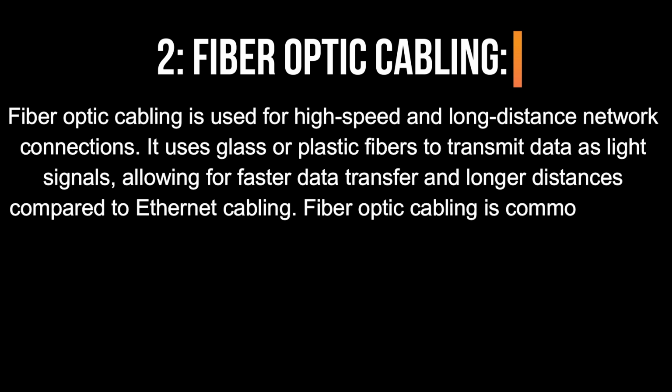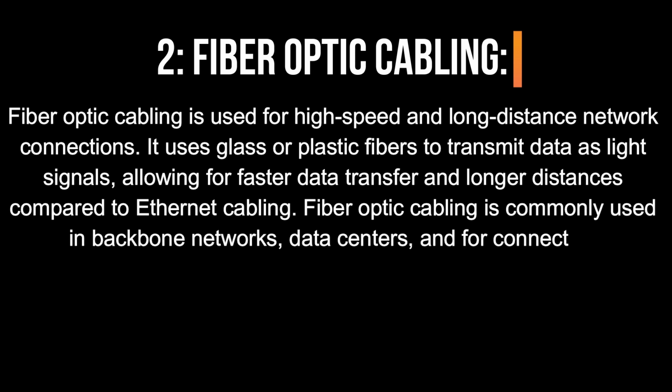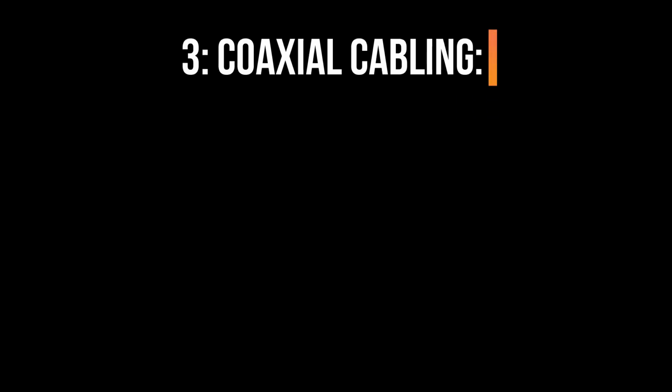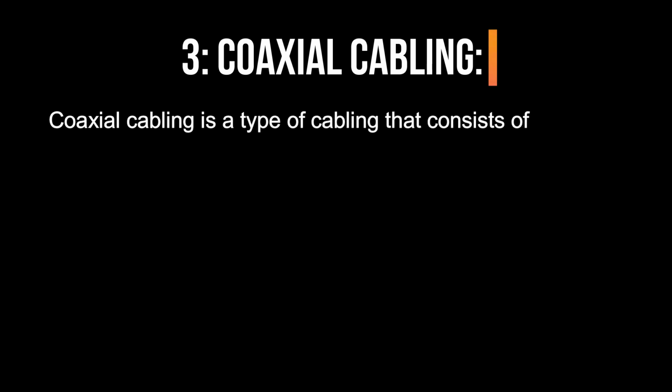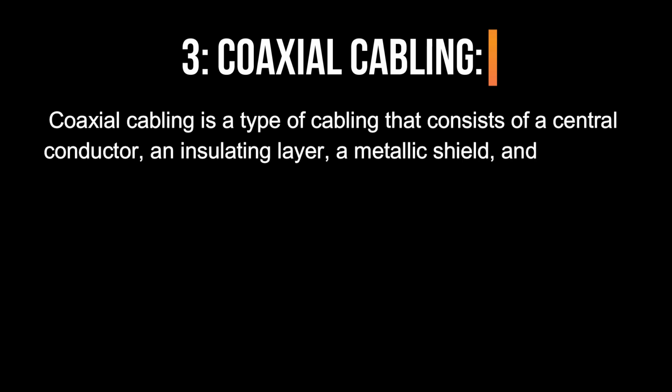Fiber optic cabling is commonly used in backbone networks, data centers, and for connecting geographically dispersed locations. 3. Coaxial cabling. Coaxial cabling is a type of cabling that consists of a central conductor, an insulating layer, a metallic shield, and an outer insulating layer.